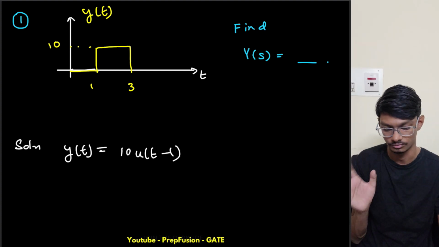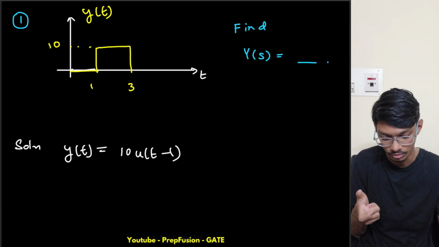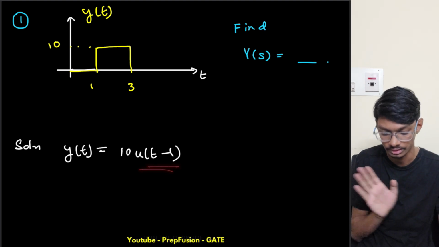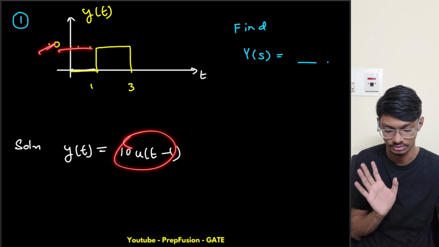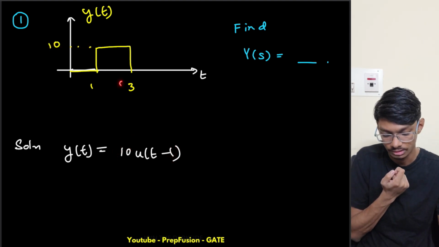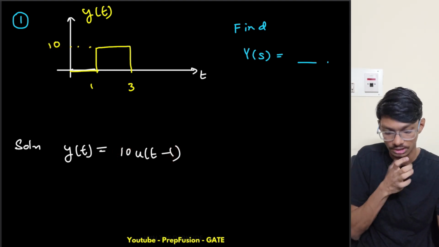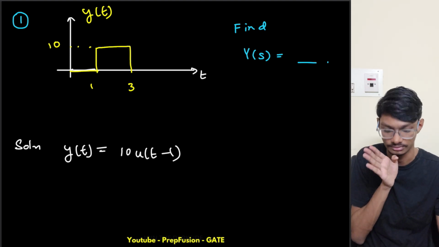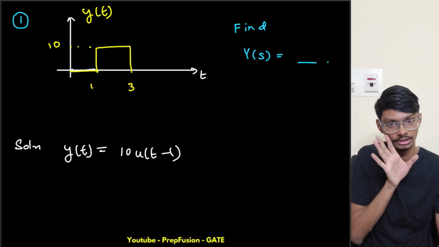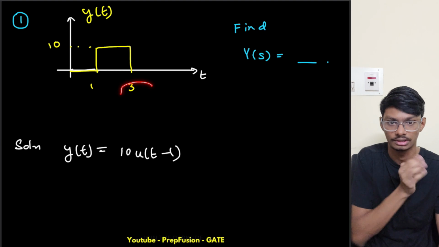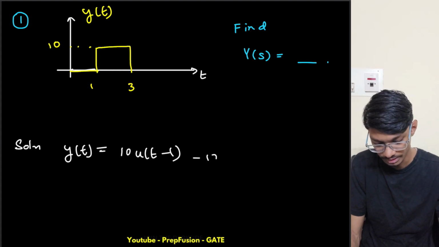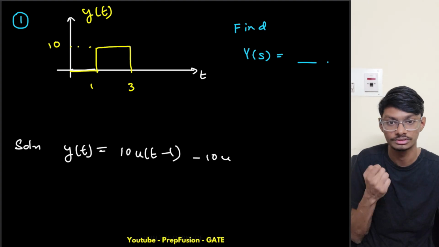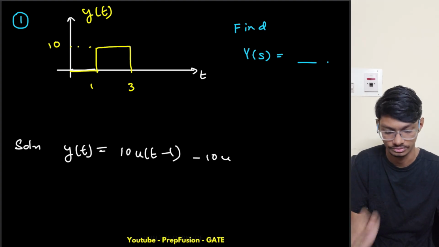From here you can also understand: put t equals 1 plus. What do you get? We get the value 10, right? That is what we are getting here. And now until t equals 3 minus, I mean just before 3, it should be 10. But just after 3, it should be 0. So we have to subtract 10 from here. So we subtract 10, and it should start at t equals 3, right?